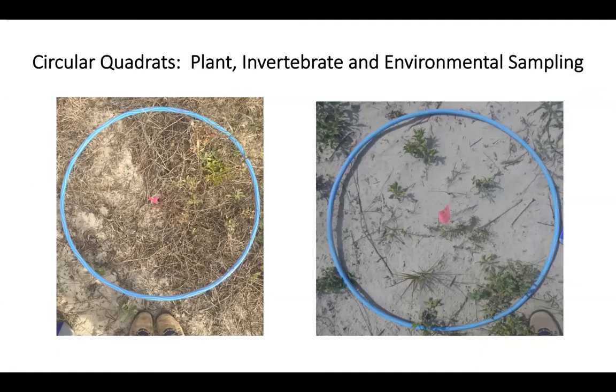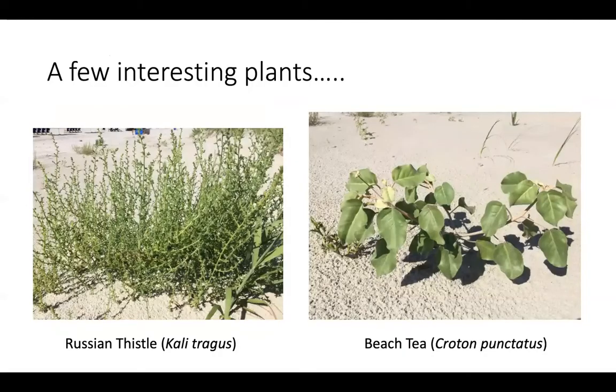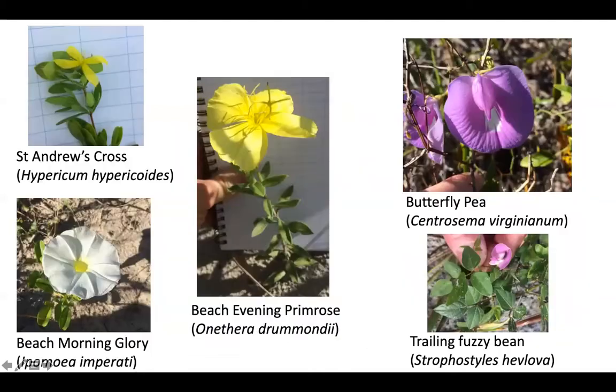And so when we did that and we started to look at the data, I just want to very quickly give you a sense of some of the plant species that we encountered. There are quite a few different interesting plants on Kiawah. These are some of the more common species that we saw in the foredunes. So there's Russian thistle, which is this thorny thing that will dry out and form like a big sagebrush ball in the fall. And then beach tea, again, which is all over the place.